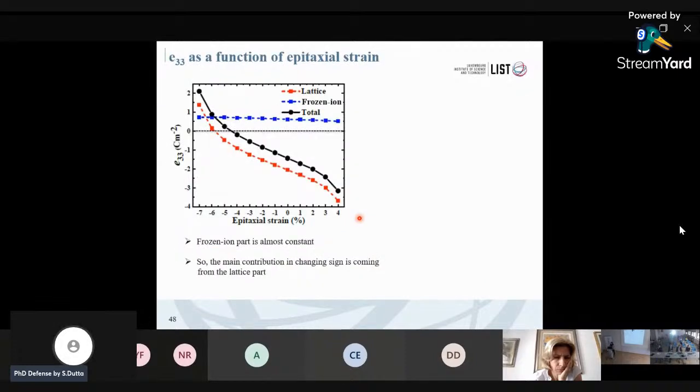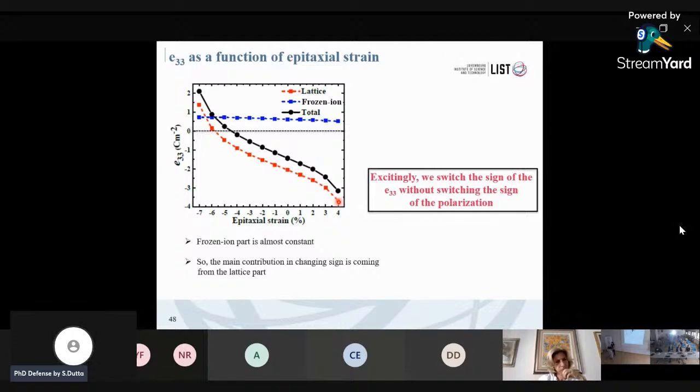Now we see what happens with the e33 coefficient. So here I have computed e33 at each strain value. And as you can see, although the frozen-ion part is nearly constant, the lattice part is changing. So as you can see, once you shorten, weakening that bond, you are decreasing the negative effect on e33, and once you make it strong, you are increasing the negative effect on e33. And very excitingly, at some point you notice that we could even switch the sign of e33. And this was very exciting because this has never been seen in any derivative.